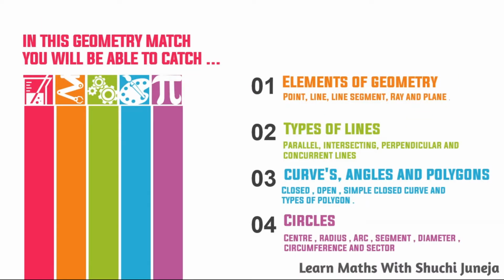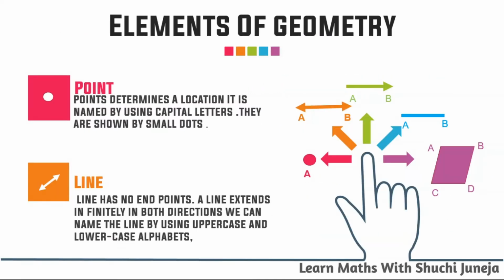By the end of this geometry module, you will be able to grasp the basic elements of geometry like point, line segment, ray, etc. Different types of lines, curves, angles and polygons. Last but not the least, circles. Then moving on, let's start with the elements of geometry.